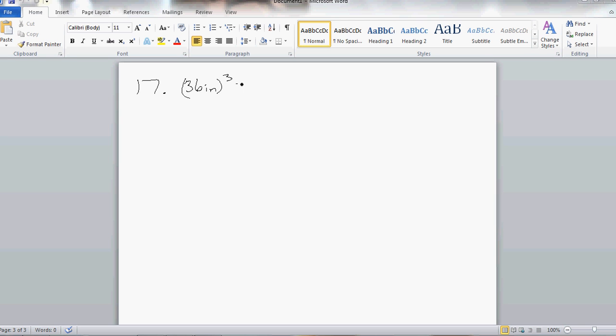and cube it. And when we do that, we get 46,656 cubic inches is how much material we get to work with. Now that sounds like a whole lot, but it really isn't. I mean, it's quite a bit, but not a huge amount.